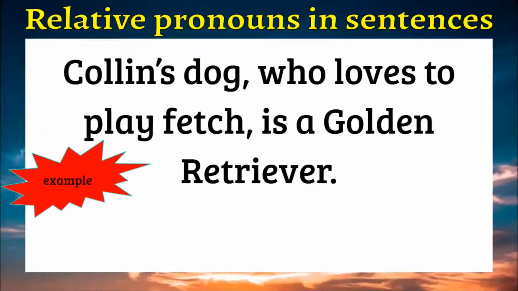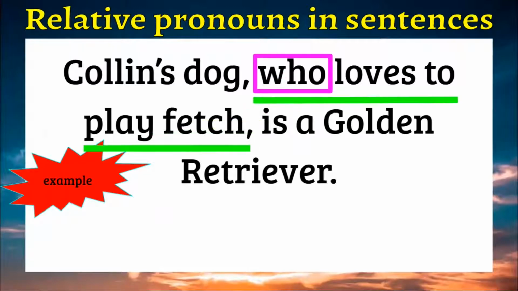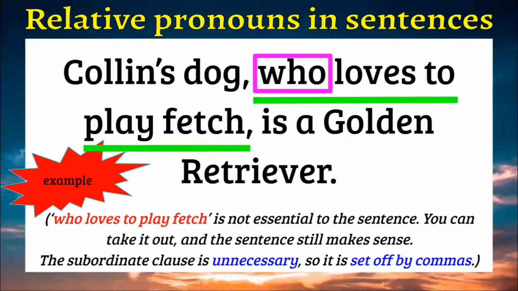For example, Colin's dog, who loves to play fetch, is a golden retriever. The relative pronoun is who. The relative clause is who loves to play fetch. Who loves to play fetch is not essential to the sentence. You can take it out and the sentence still makes sense. The subordinate clause is unnecessary, so it is set off by commas.